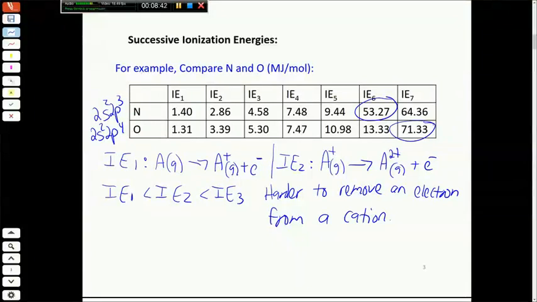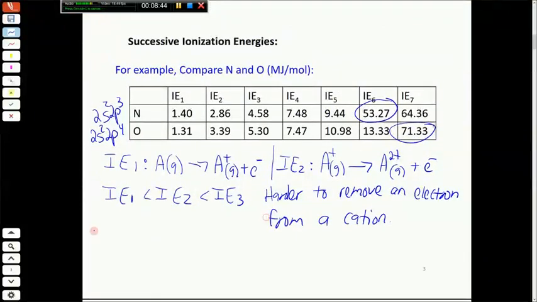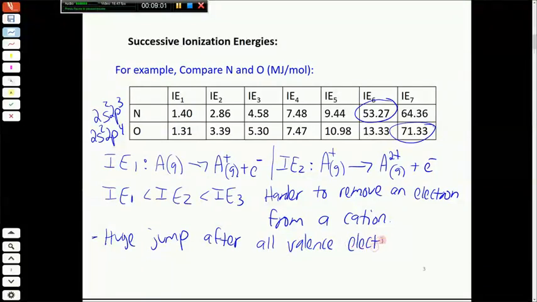And where that jump occurs is after all the valence electrons have been removed. Once you remove the valence electrons, the core electrons are much more difficult to remove because they're in lower subshells that are closer to the nucleus compared to the valence electrons.